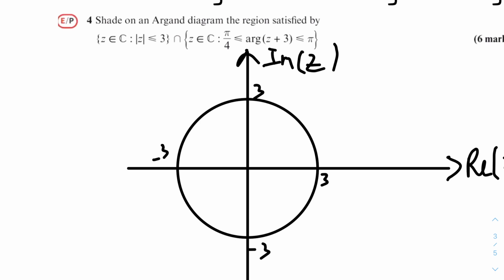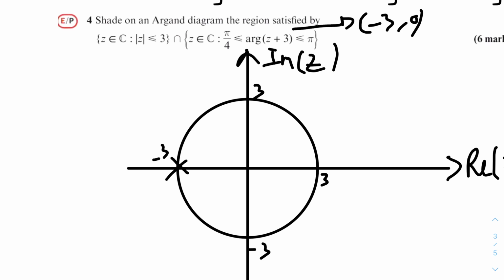So let's just look at the argument. Its argument is of z plus 3. That means you know that the center of the argument is at minus 3, 0, right? Because basically it's the opposite sign. So the center is at minus 3, 0. So let me just plot that, minus 3, 0.